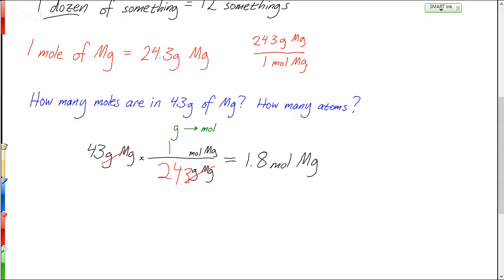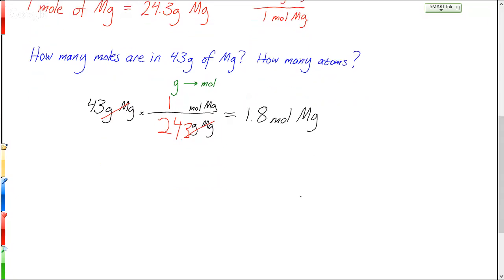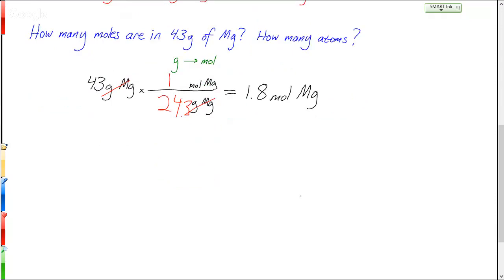So let's do the second part of this question. How many individual atoms are there? Now, this is not a terribly useful calculation. In the actual lab, we won't do this much. It might show up on an exam here or there, but I'm not a big fan of this because it's just not that useful for a working person. So let's answer it. How many individual atoms?